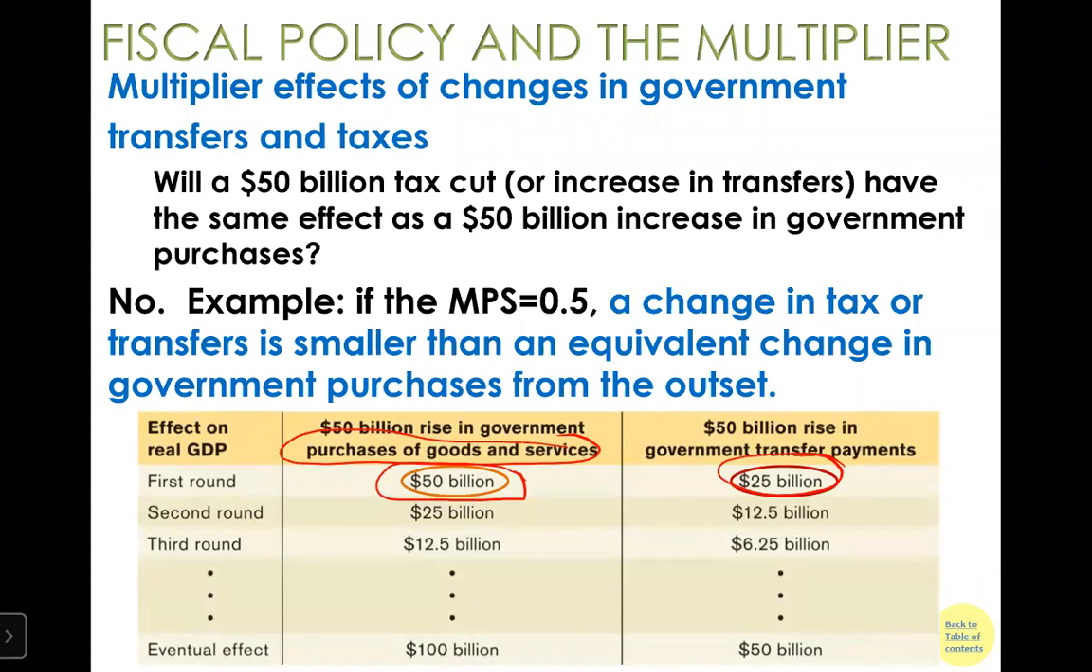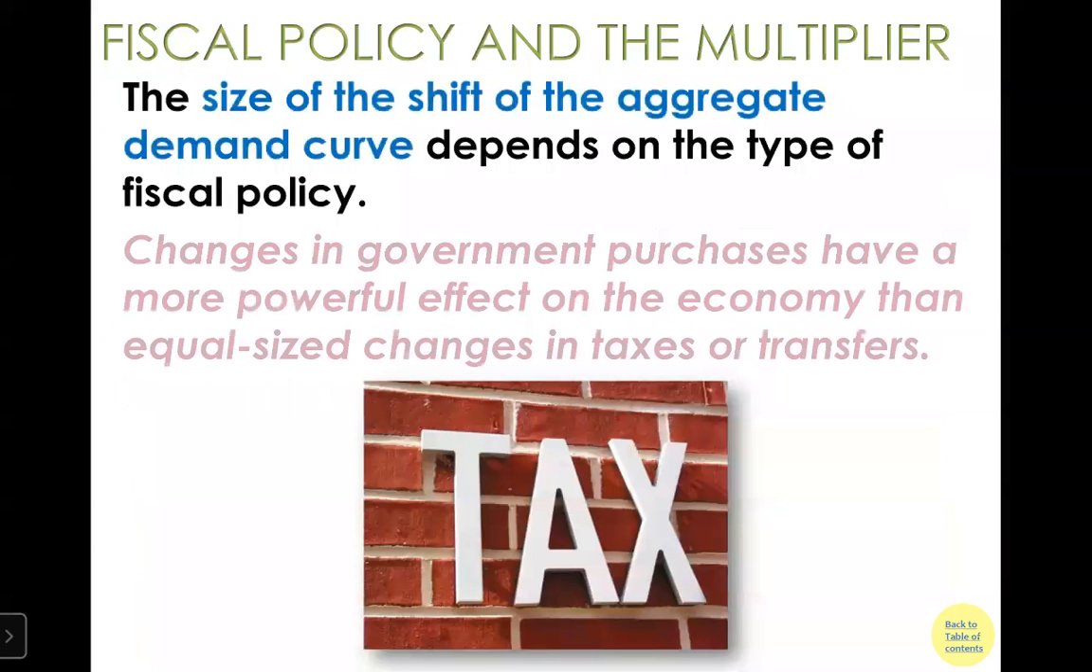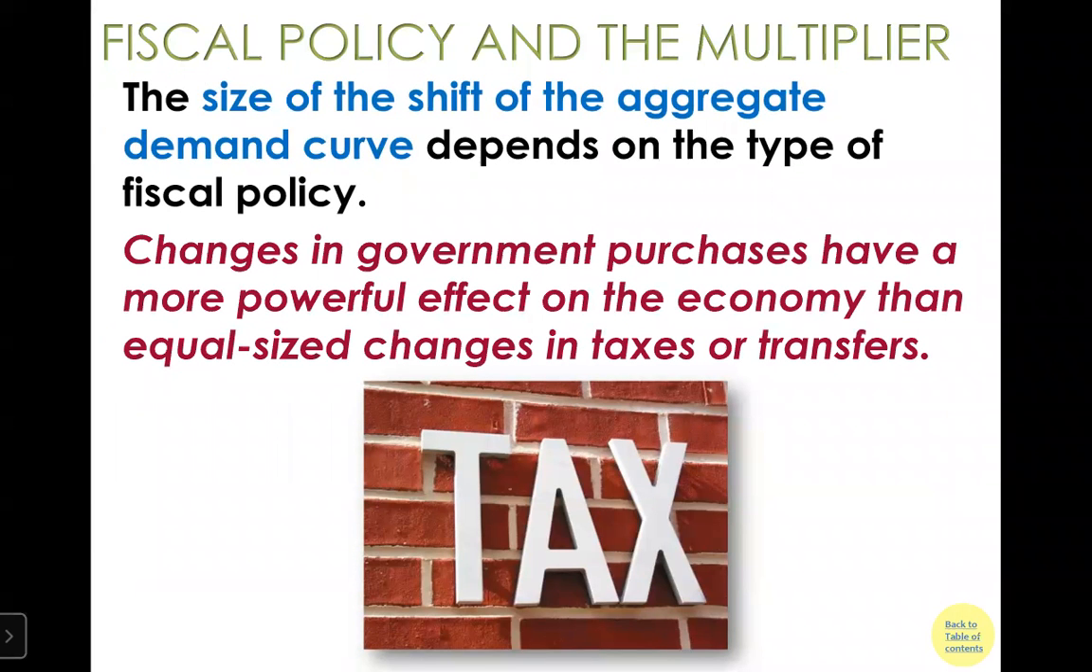And then you can see over time, or down the road, through this chain rule, the aggregate impact of government purchase of goods and services is much bigger compared to a tax cut or transfer. Okay, so this is a multiplier. Right.